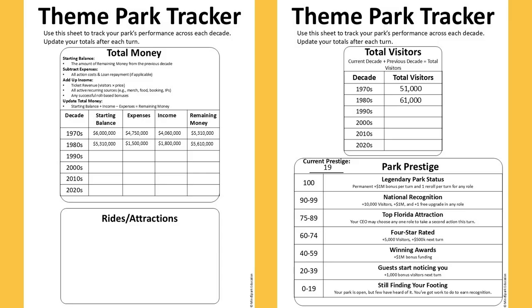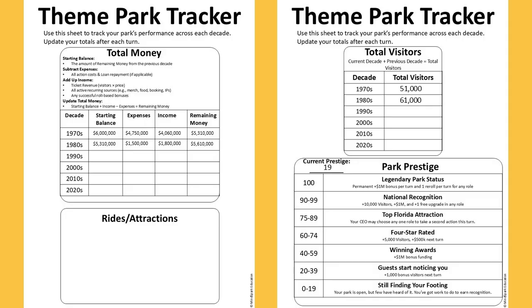Now that everyone has decided their actions, the team needs to add up what they spent and subtract it from their budget. They also need to total their park prestige and visitor counts. This round, only the marketing director and operations manager spent money. Together they spent $1,500,000. The team earned $1,800,000: $1 million in recurring income that was set up in the 1970s, and $800,000 in ticket sales. The expenses are then subtracted from the starting balance, and the income is added to the remainder. The final number is the remaining money, which becomes the starting balance for the next turn.